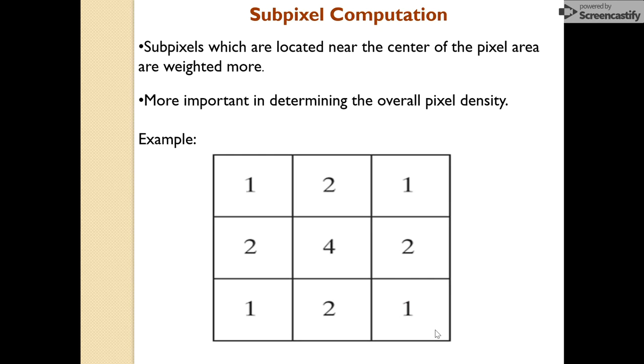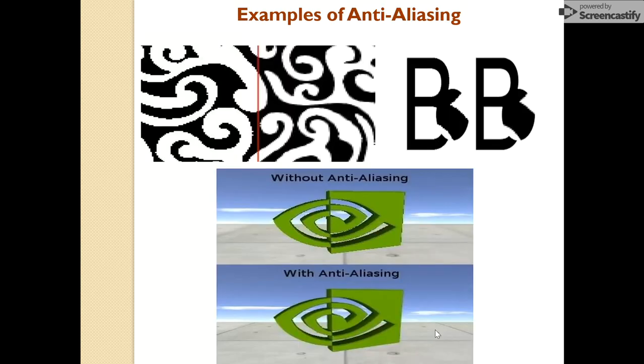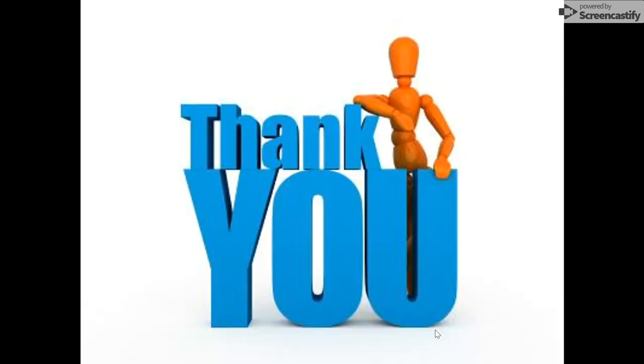Coming to subpixel computation, subpixels located near the center of the pixel area are weighted more. It is used in determining the overall pixel density. And as I said before, these are some examples of anti-aliased images. There's a difference: the anti-aliased image is smoother and has more clarity.